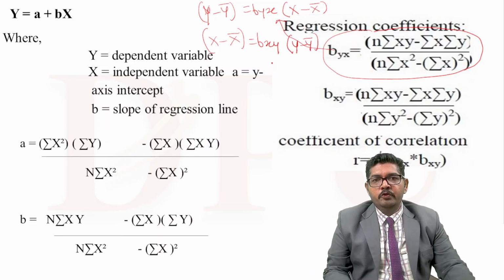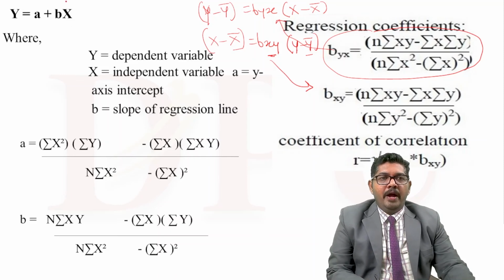So in this case you can use this bxy regression coefficient. You can put this value in this particular equation, then the x bar and y bar values, and you get the equation of x on y. Now there is one more method to find the regression equation.